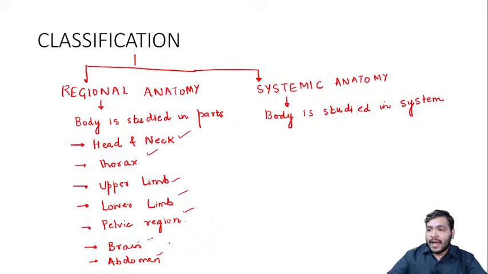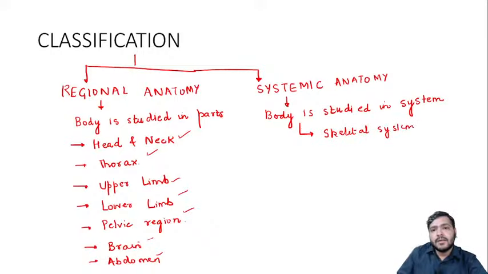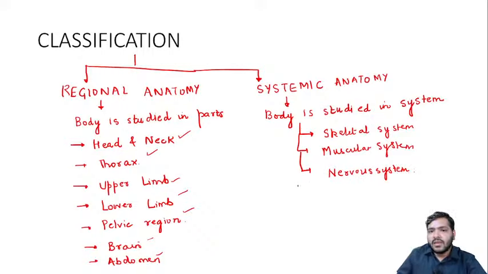Apart from that, in systemic anatomy, you all know that we have various systems in our body. It could be the skeletal system, the muscular system, and the nervous system. Then the integumentary system, that deals with the skin, the layers of the skin. And you all know that.